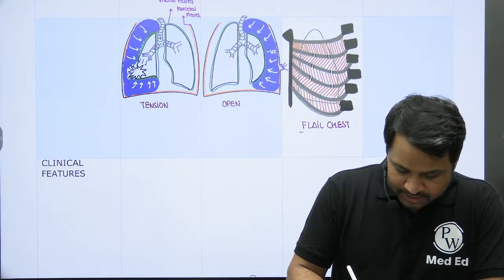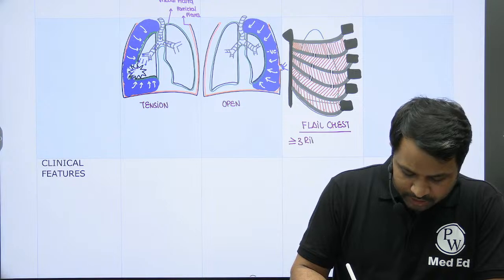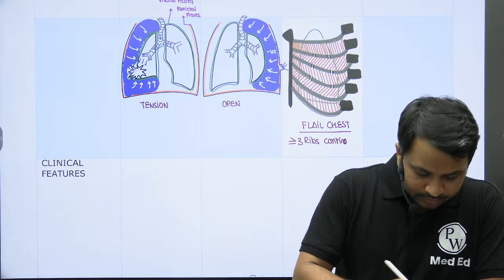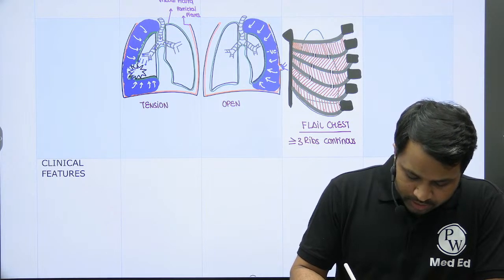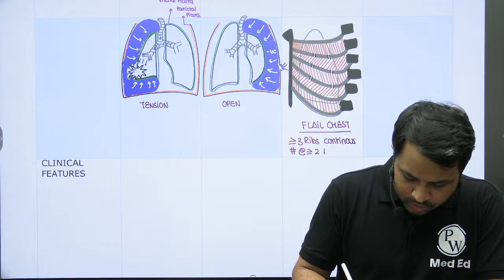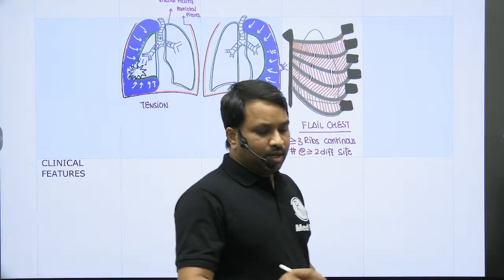So in flail chest, more than or equal to 3 ribs which are continuous, fractured at more than or equal to 2 different sites. Okay? So that's the flail chest.